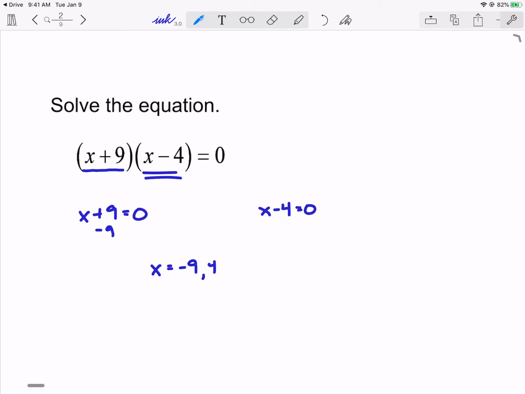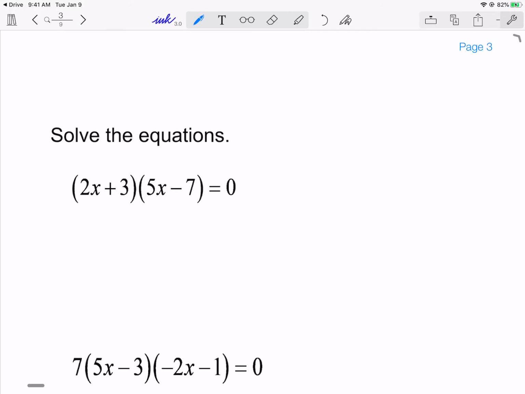So I'm doing the opposite operation to both sides. And I get my two x values of negative 9 and positive 4. This is called using the zero product property to solve an equation. Let's take a look at another.